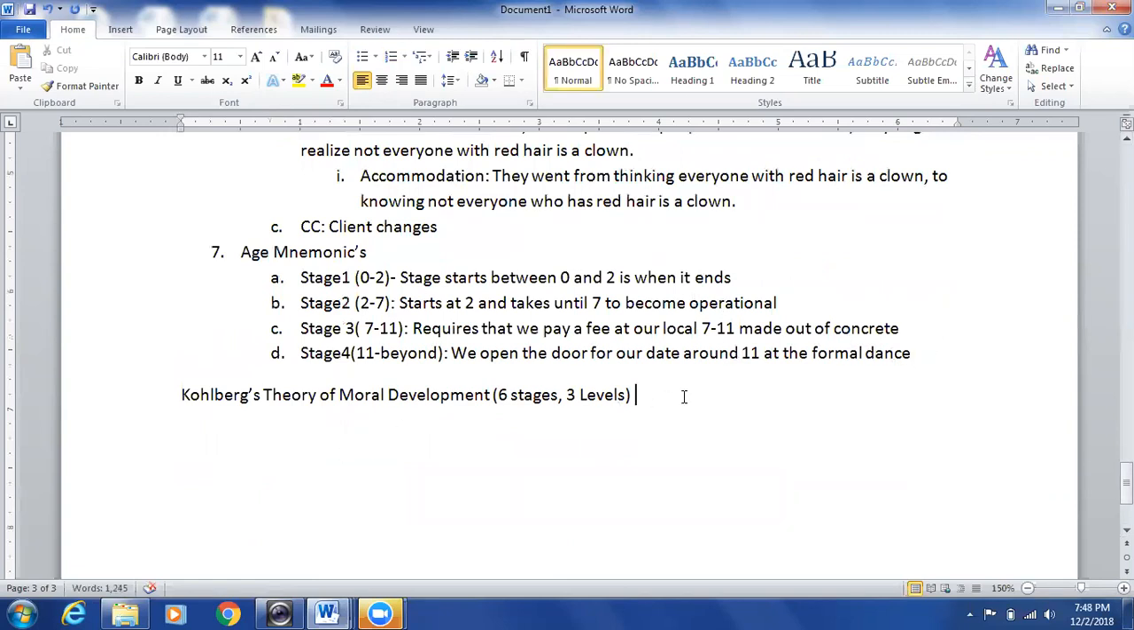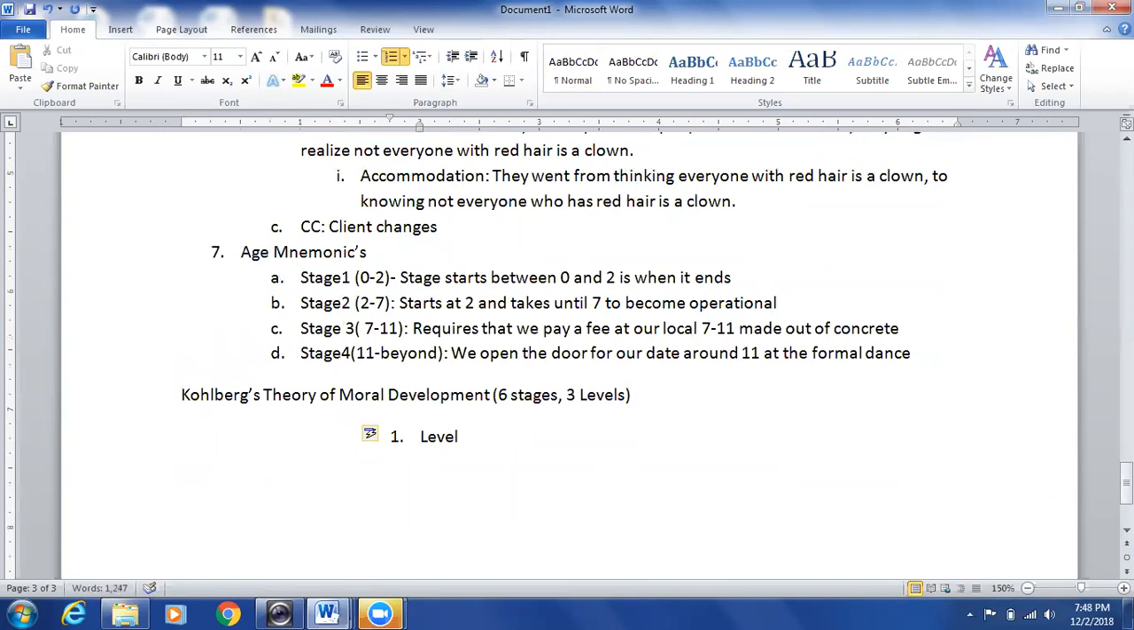All right, now back to Kohlberg. Sorry, I just wanted to make sure that was there and on your sheet as well, so that I didn't leave you empty-handed. So now Kohlberg has 6 stages, 3 different levels.